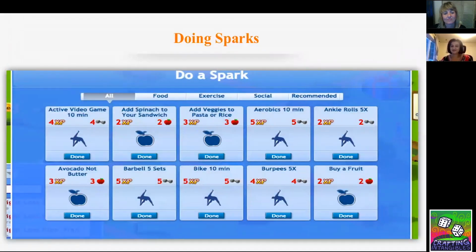Within the game, you basically earn points for your character that you were developing, or for unlocking different things inside the game. And the way that you earn points is through doing exercise in the physical world and saying that you did it in the virtual world. So you could do things like sparks, which are basically things that are small, like aerobics for 10 minutes, buy a fruit, do burpees 5 times, and that kind of thing.